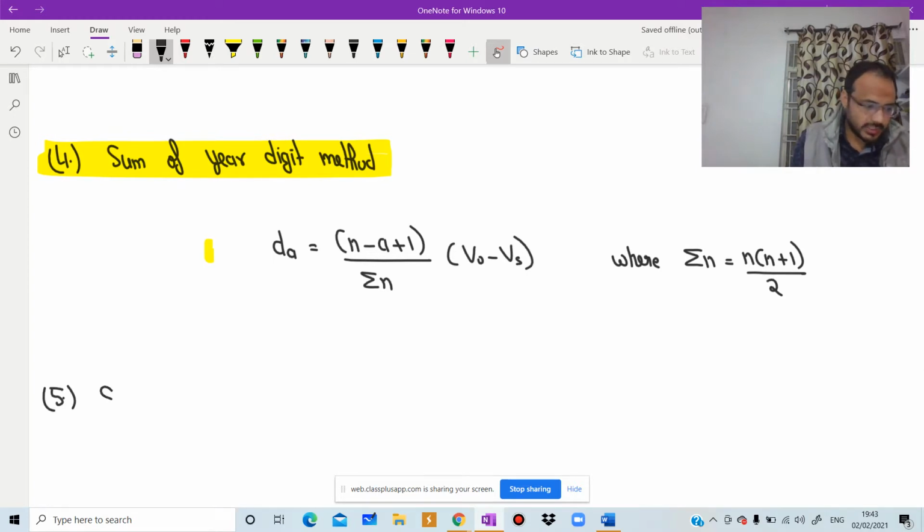We have one more: the sinking fund depreciation method.